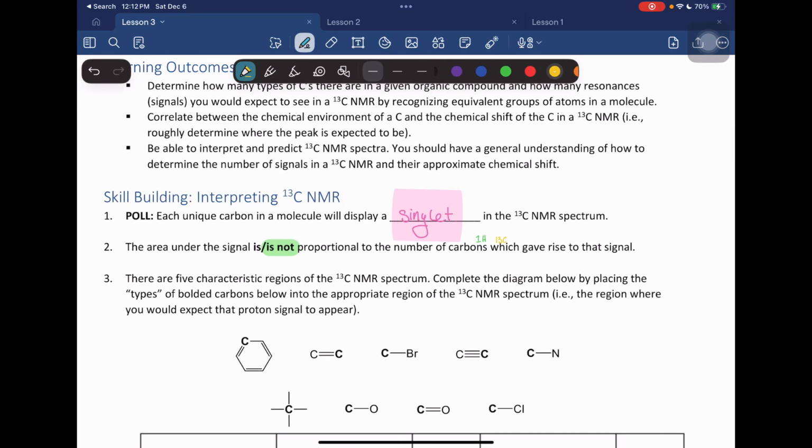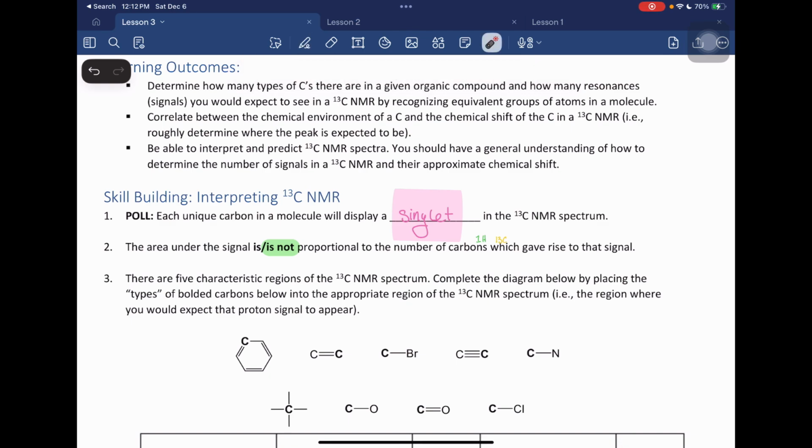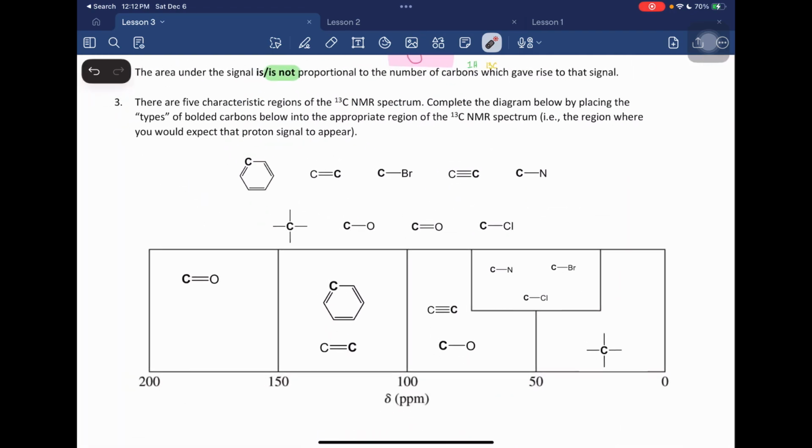So next is, there are 5 characteristic regions of the 13C NMR spectrum. Complete the diagram below by placing the types of bolded carbons below into the appropriate region of the 13C NMR spectrum. So this is what it's going to look like. The way you can remember this is that the sp3s are going to be the most shielded, so lowest frequency, because think of sp3s as just being kind of weak, right? It's just one bond. What's it going to do?